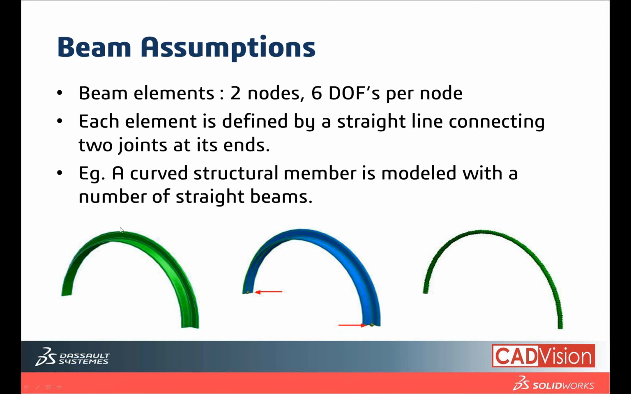So then, what about curved structural members, or non-straight structural members? It will consider those as many little short straight beam elements. In this case, these are shown as small straight beam elements connecting each other from one point to another. This is how SolidWorks Simulation looks at curved structural members.